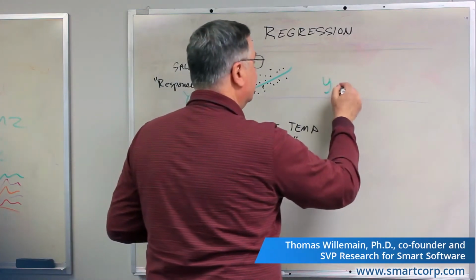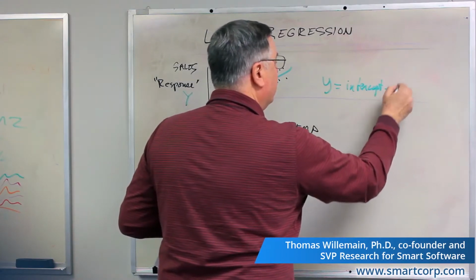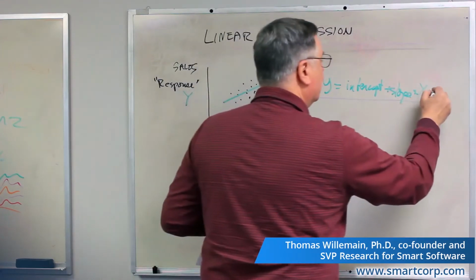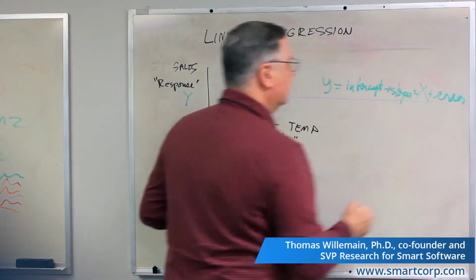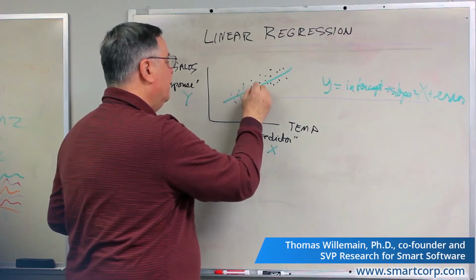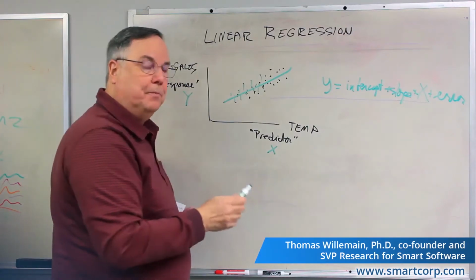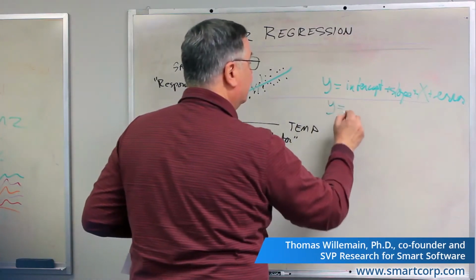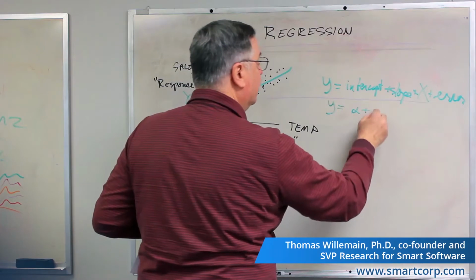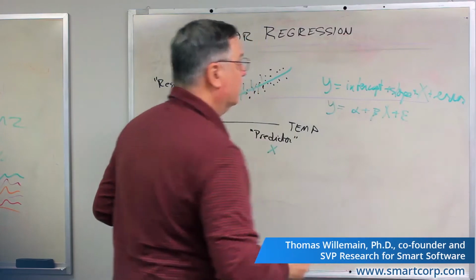And the equation is that y equals intercept plus slope times x plus error. In other words, there's still some variation around this line. It doesn't explain everything, it explains part of the randomness in the problem. And if we make this mathematical, we could say y is alpha, just some number, plus beta, another number, times x plus error, epsilon.